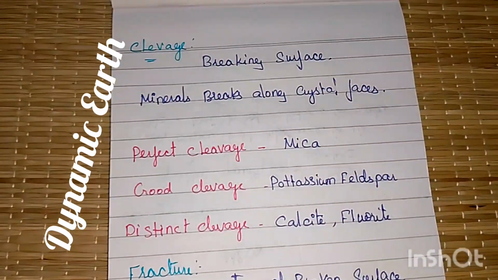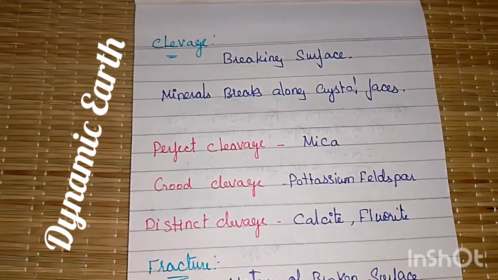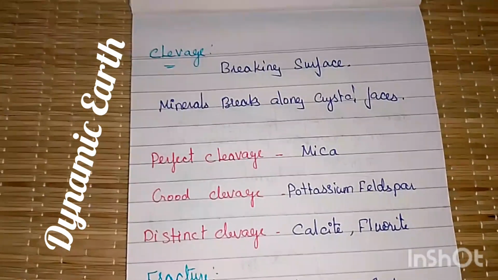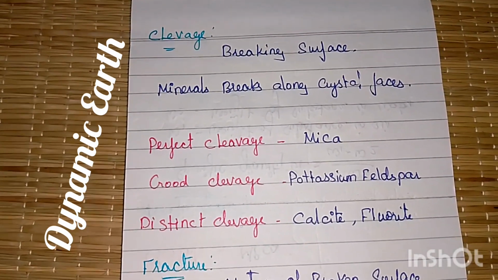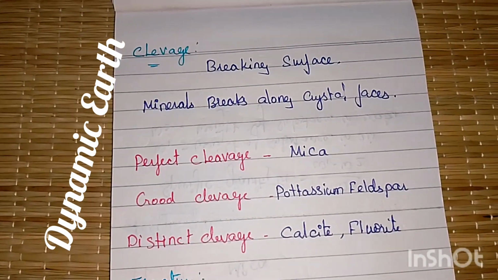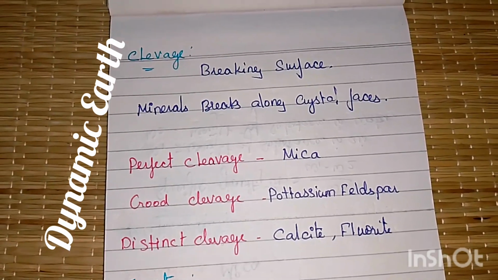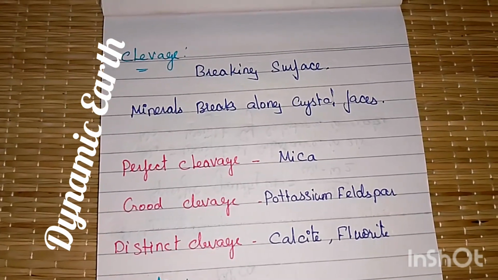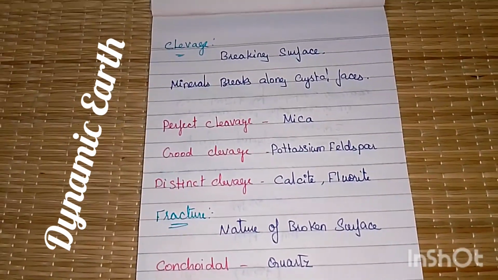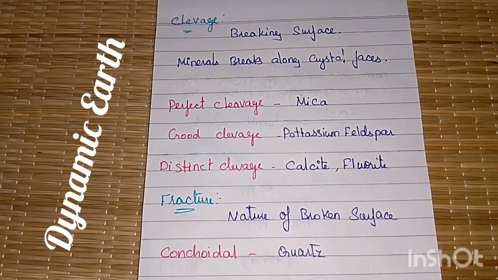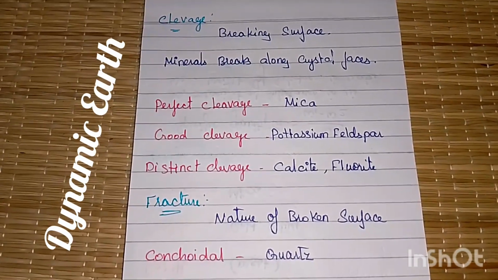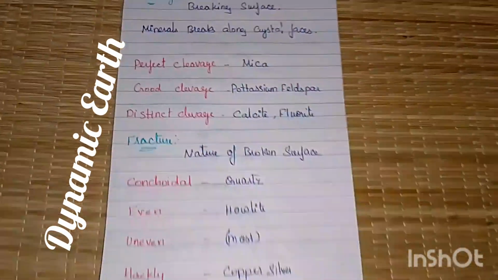So next, cleavage. What is cleavage? A mineral has a tendency to break in well-defined directions. So minerals will break in a well-defined direction and develop a smooth plane surface after breaking. This is called cleavage. The mineral breaks along the crystal faces according to the tendency of breaking. Cleavage can be characterized as perfect, good, distinct and imperfect. An example for perfect cleavage is mica, good is potassium feldspar, and distinct is calcite and fluorite.